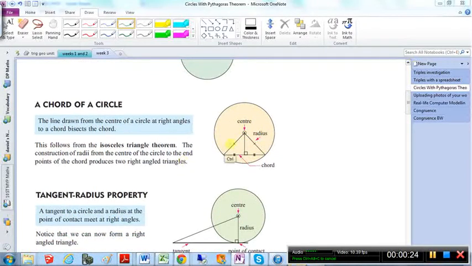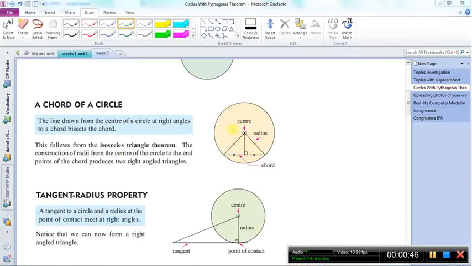The chord is this straight line. The chord of a circle is a straight line joining 2 points on the circumference. If you then drop a line from the center, the perpendicular bisector of that chord will pass through the center. Or another way to think about it is that the line drawn from the center at right angles to the chord will bisect the chord.